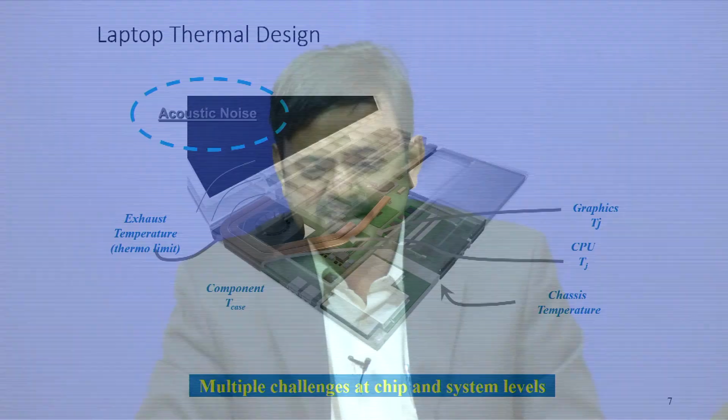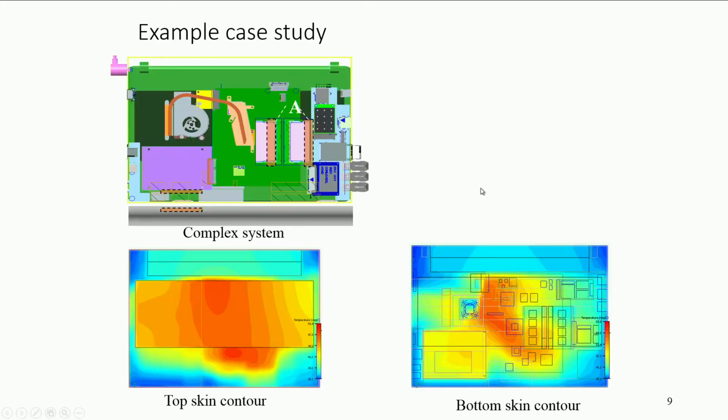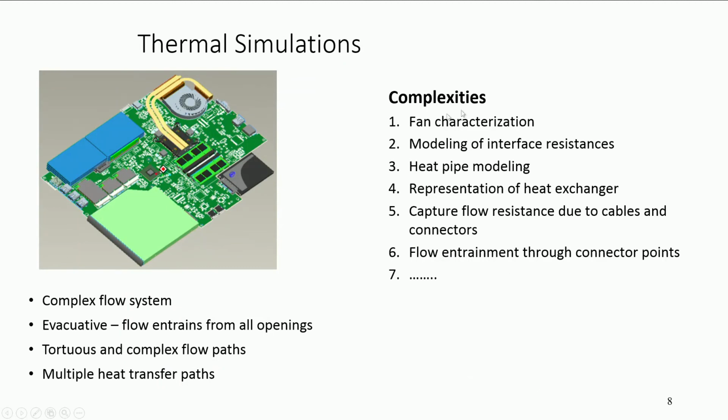Okay. All right. And finally, last but not the least, the chassis temperature. Laptop should not burn your lap, a cell phone should not burn your hand. Okay. So, if you have to thermally simulate such a flow, lots of complexities: fan characterization, interfaces, heat pipe modeling. How do you model the heat pipe? Are you going to model this evaporation condensation? Oh man, good luck to you.